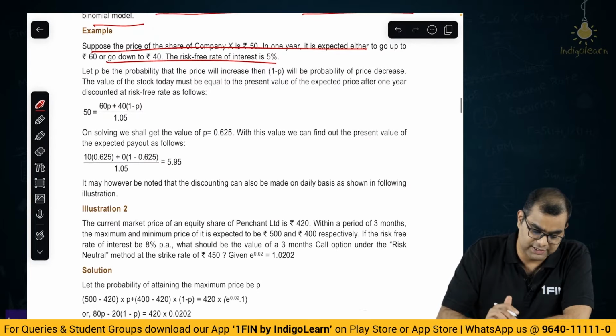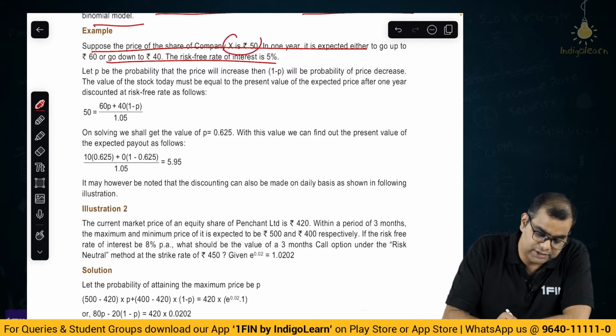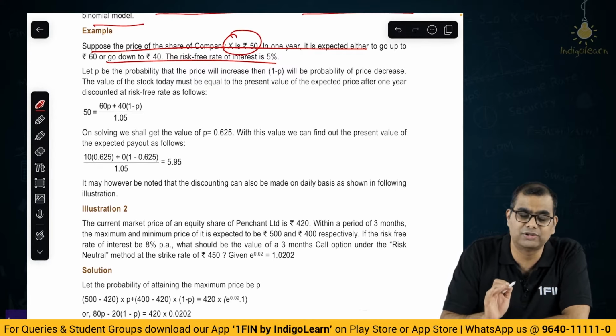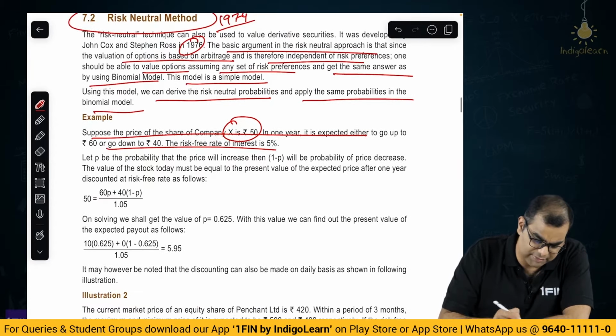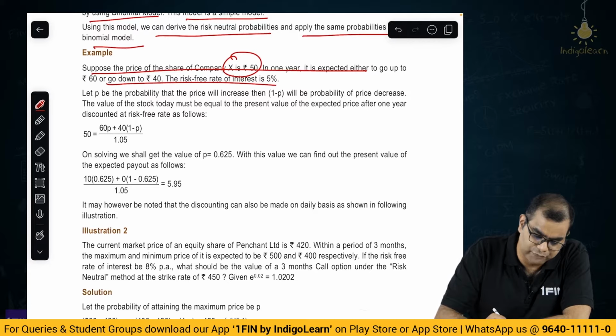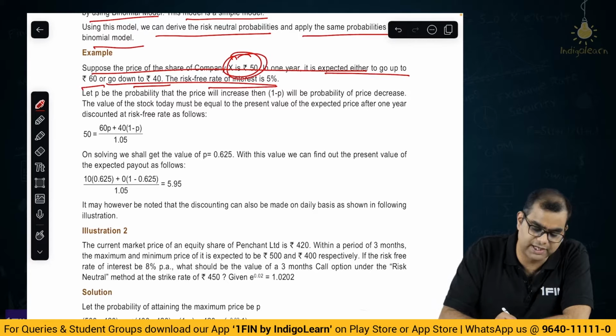Okay, so in this, you see what they have done. Here they have applied the probabilities to the price of the share. They have not gone into valuing the option. You will notice that subtle difference. They have said, in the example just before illustration 2, the share is expected either to go up to 60 or go down to 40, and the risk-free rate is 5% when the strike price is 50.